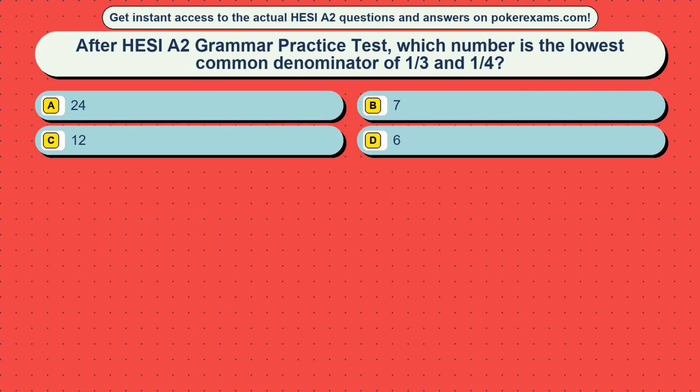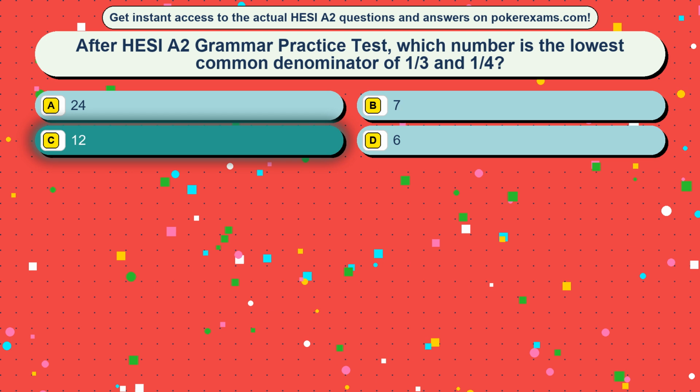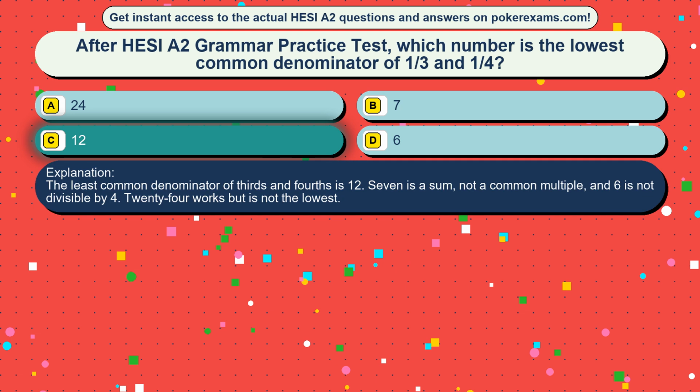Question 16. After HESI A2 grammar practice test, which number is the lowest common denominator of 1/3 and 1/4? Option A, 24. Option B, 7. Option C, 12. Option D, 6. The correct answer is option C, 12. The least common denominator of thirds and fourths is 12. 7 is a sum, not a common multiple, and 6 is not divisible by 4. 24 works but is not the lowest.